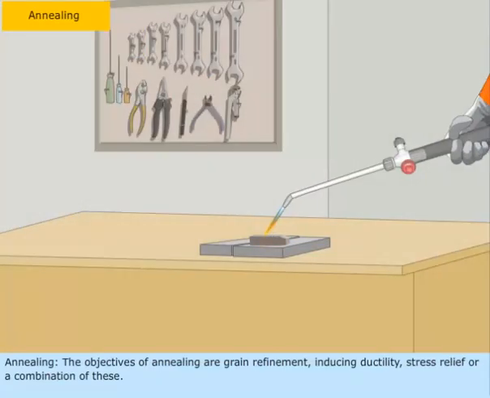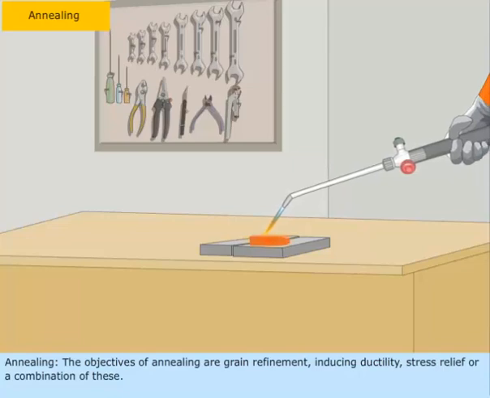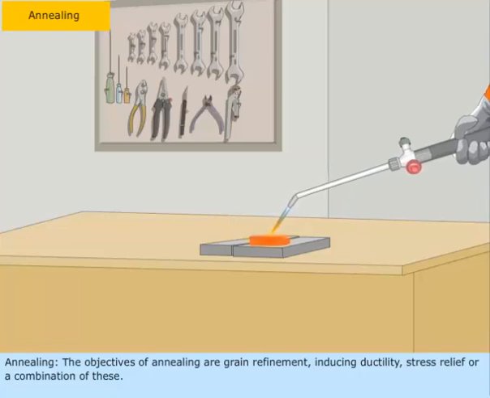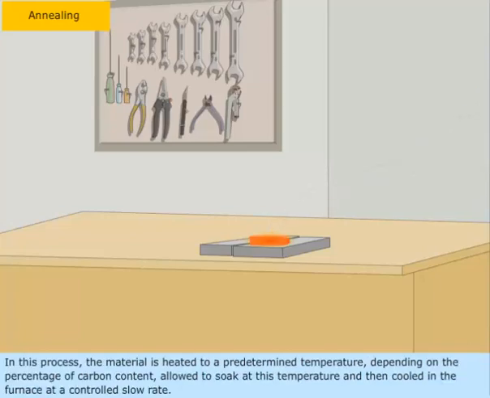Annealing. The objectives of annealing are grain refinement, inducing ductility, stress relief, or a combination of these. Castings, forgings, sheets, wires, and welded materials can be subjected to the annealing process. In this process, the material is heated to a predetermined temperature depending on the percentage of carbon content, allowed to soak at this temperature, and then cooled in the furnace at a controlled slow rate.